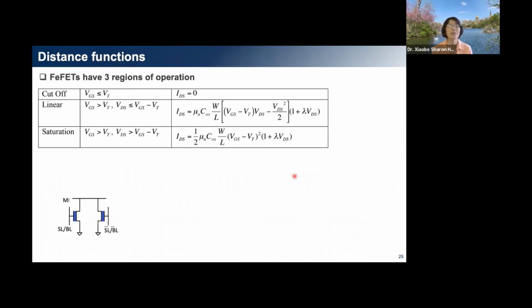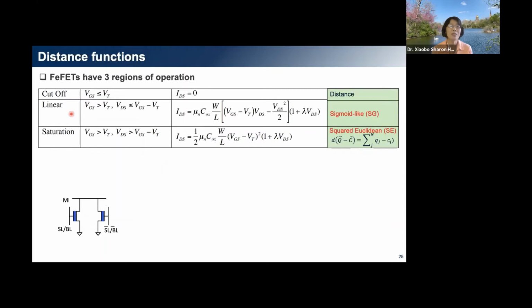Now, I want to say a few words about this best or threshold match. And this is an interesting concept called distance functions. When we measure that degree of match, we have a concept called the distance function. As you know, similar to other CMOS devices, FeFETs also have 3 operation regions: cutoff, linear, and saturation. It turned out that if we operate the FeFET in different regions, they actually give us different types of distance measurement.